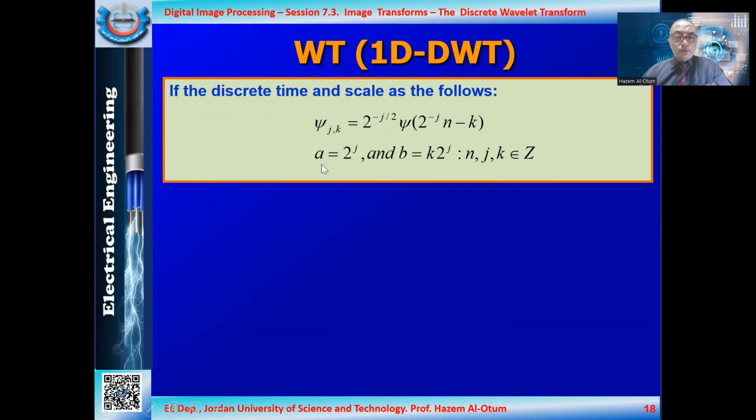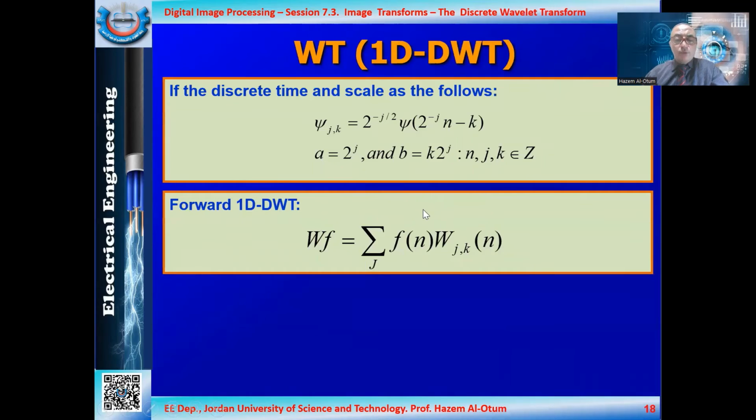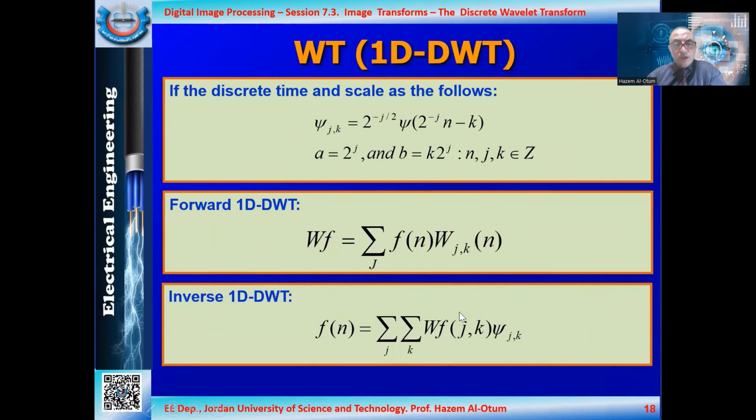With dyadic decomposition with a equals 2 to the power j and b as 2 multiplied by 2 to the power j. Actually, this is the forward wavelet transform of having these wavelet coefficients multiplied by the signal in the time domain and getting the wavelet transform in one dimension. And the inverse will be applying this operation as having the function psi to get the opposite operation back to the time domain.